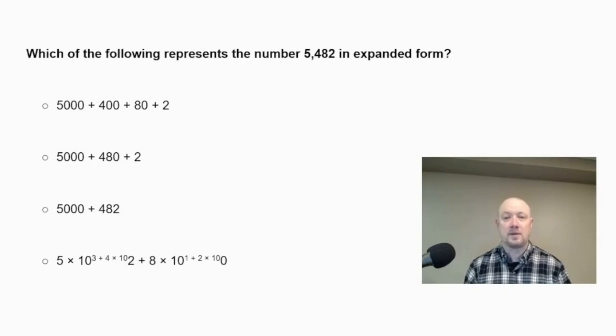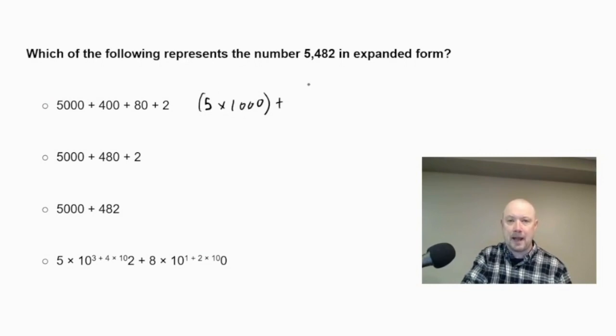Which of the following represents the number 5,482 in expanded form? When we use expanded form, we're using the place values. In our number here, 5 is in the thousands place. So what we do is we take the digit in the thousands place and we multiply it by 1,000.